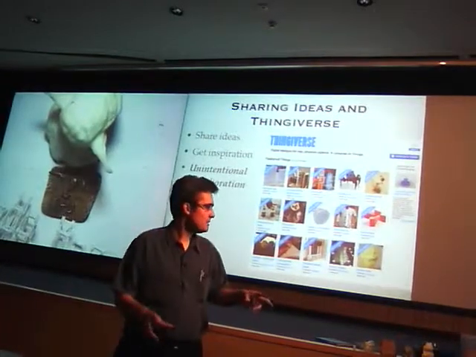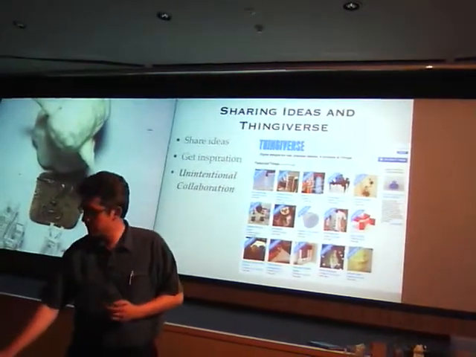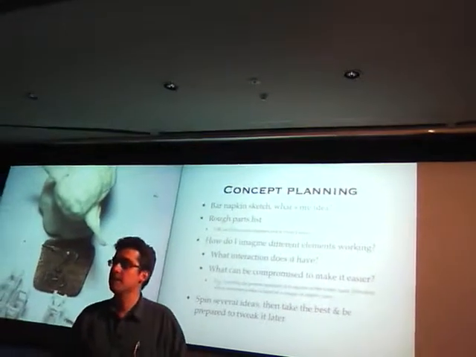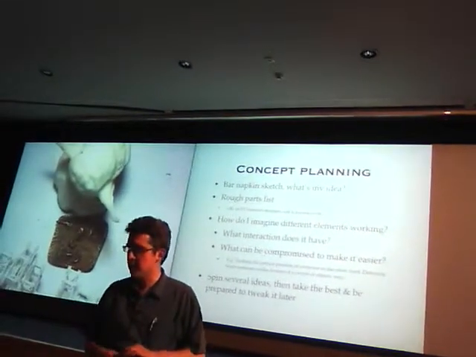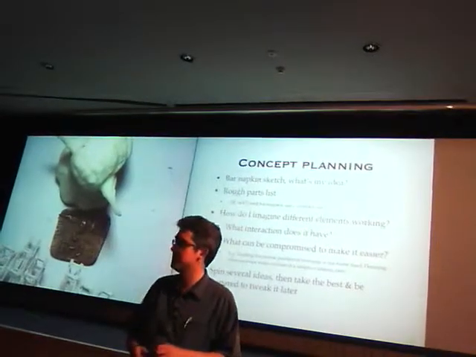If you want to get into some of these projects, what's a good way to start? I always start with a bar napkin sketch, so what is my idea? I work from that to a rough parts list. Okay, so I need 10 magnets and a stuffed badger.